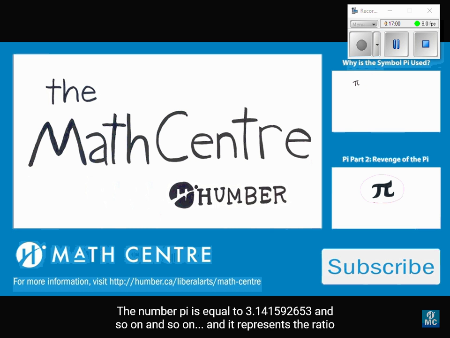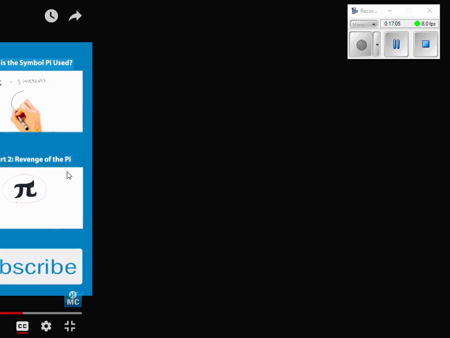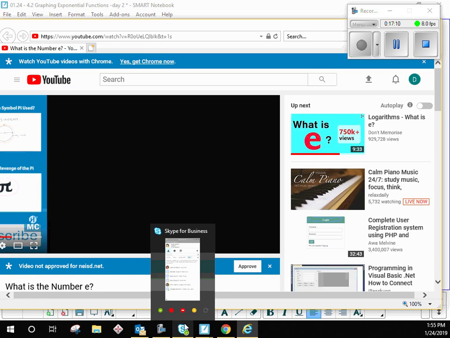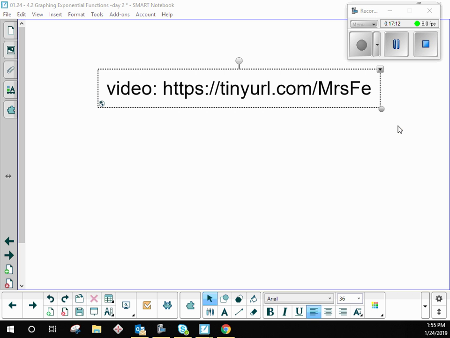The number pi is equal to 3.141592653 and so on and so on. And it represents the ratio of any circle's circumference to its diameter. We explain how Archimedes chose pi.